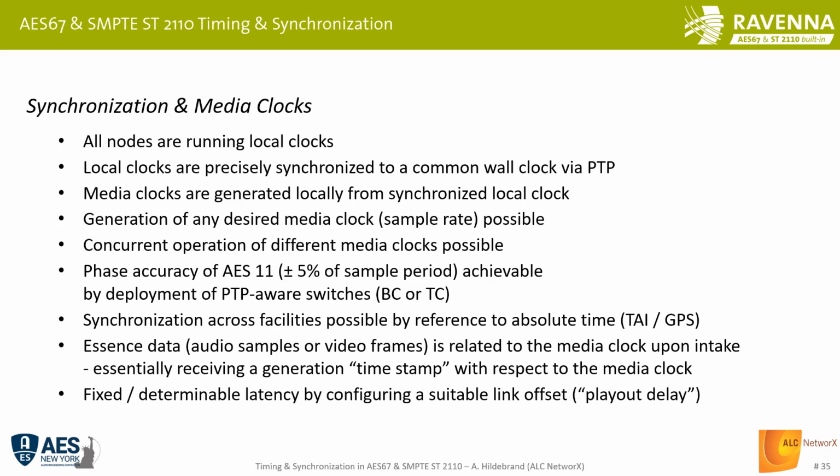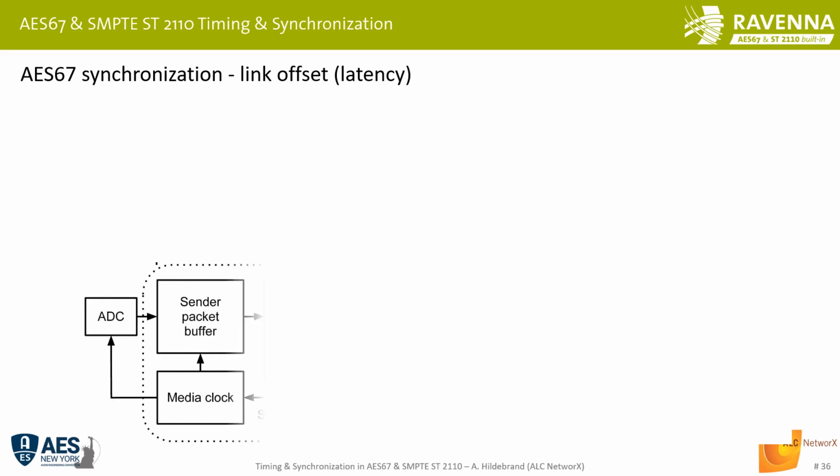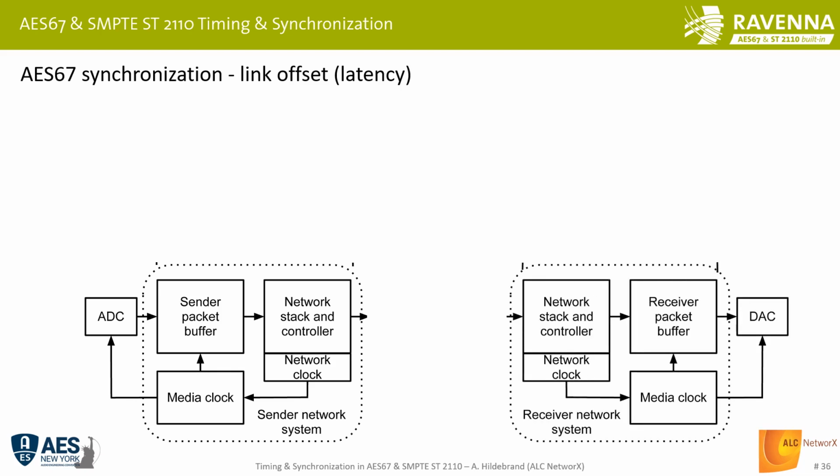So now that we have the generation point in time, we can also determine a particular play out time, which we call the link offset in AES67. So let's quickly look at how that link offset works and how the play out time is determined from that. We have a sender system. We have, say, an A to D converter where we have the sampling stage. The media clock drives the sampler, and all the samples go into a sender packet buffer until the desired number of samples per packet is reached, and then it sends the packet off to the network, right? And as you can see, the media clock is directly derived from the PTP synchronized network clock.